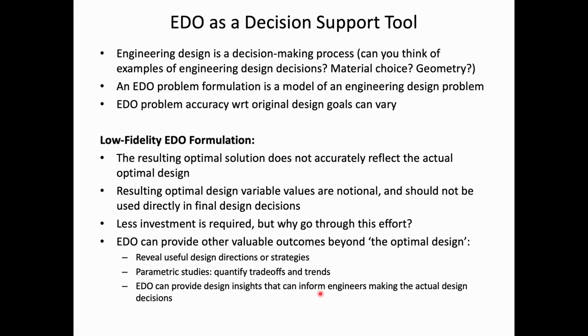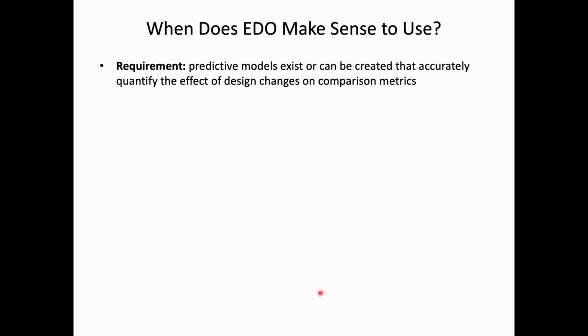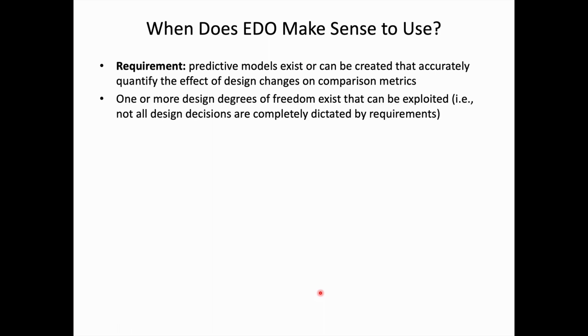These insights can inform engineers making the actual design decisions. With this context, it makes sense perhaps to ask this question: when does engineering design optimization make sense to use? One hard requirement for using design optimization is that we must have predictive models that are appropriate for design optimization. Either they have to exist or we have to create them, and they have to be sufficiently accurate for predicting the effect of design changes on comparison metrics.